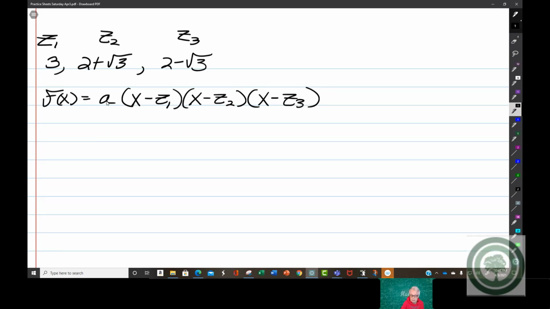So that, we're assuming that's 1, we'll have x minus 3, very benign. Now, bracket, x minus parentheses 2 plus the square root of 3. There are 2 terms there. Z2 is actually 2 terms. Z3 is 2 terms. So I have to start off this way.